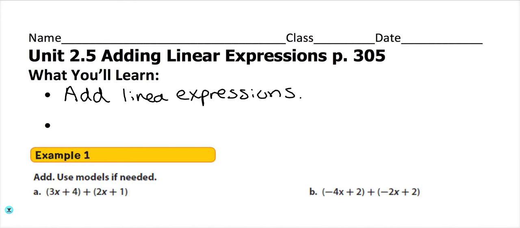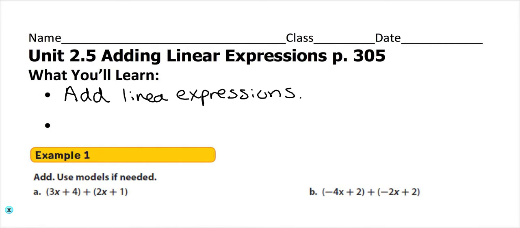Okay, so if you don't know what a linear expression is, linear just means there's nothing with exponents. Okay, that's the easiest way to explain it. There's a little bit more to it than that, but that's just the easiest way. There won't be any exponents. Okay, everything is to the first power.